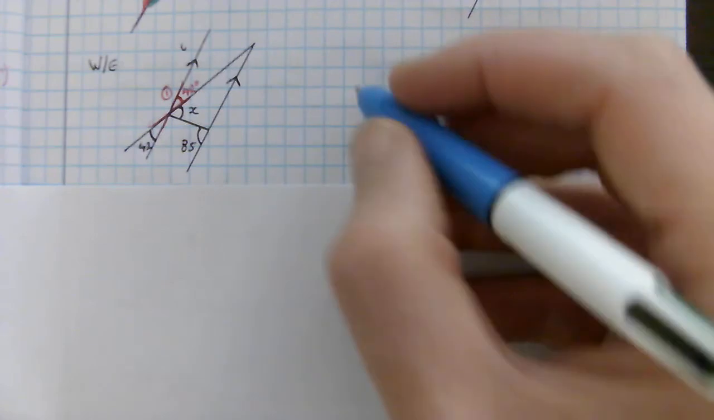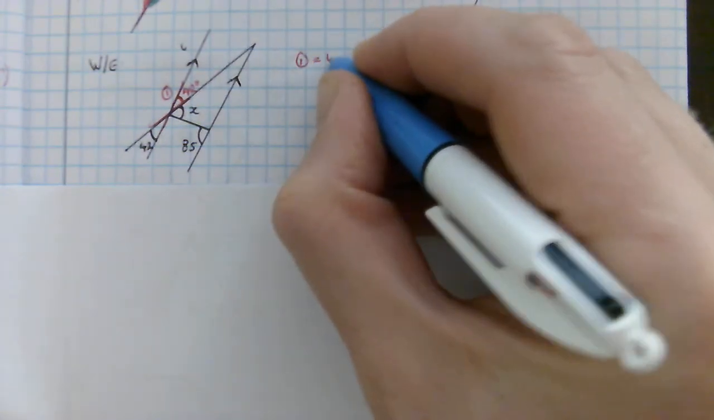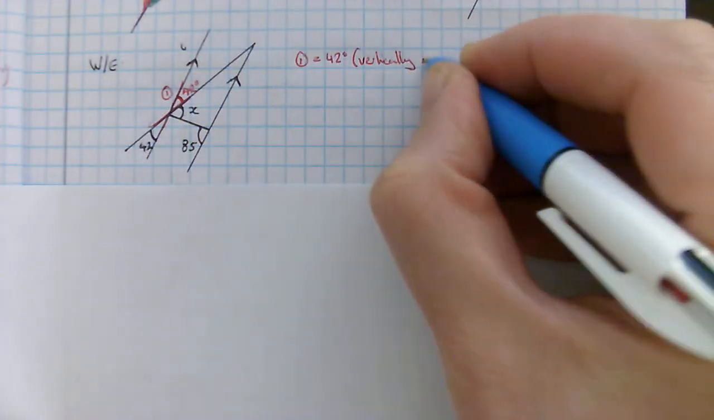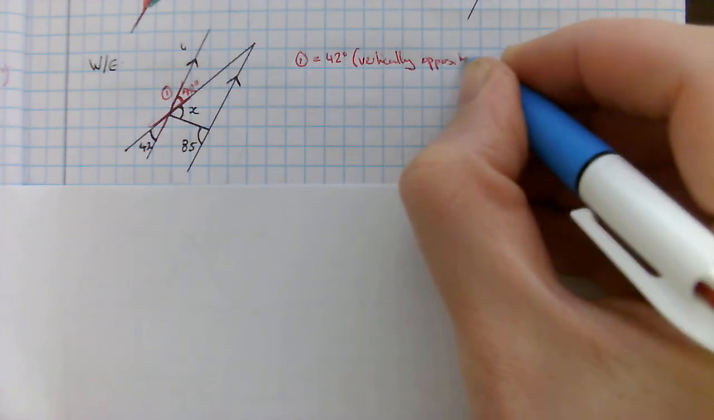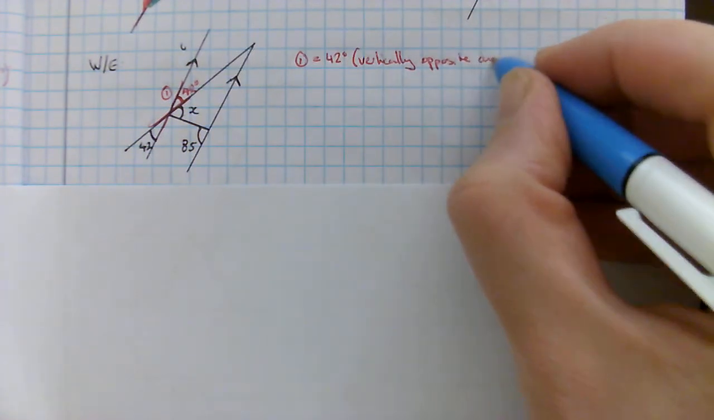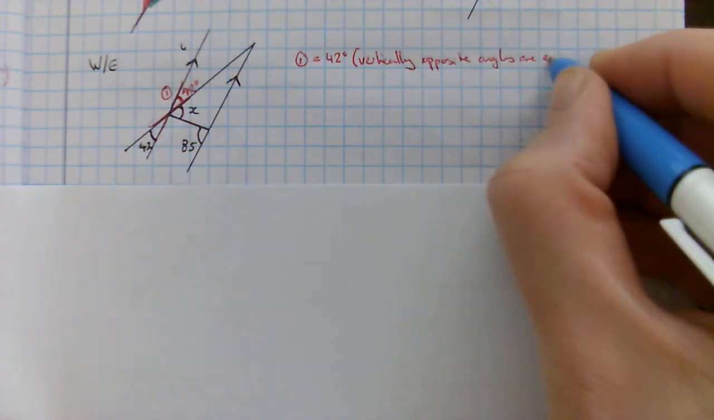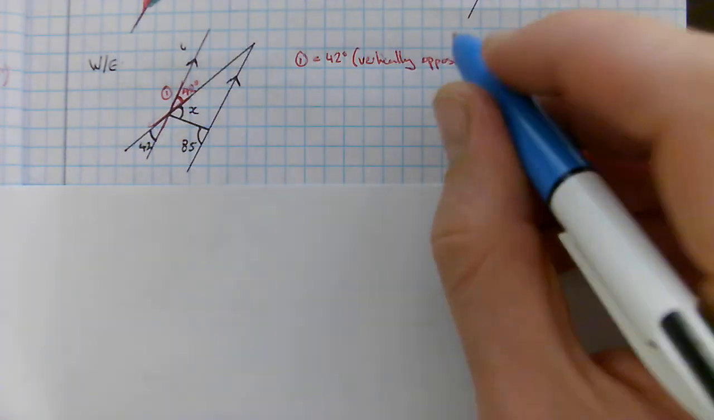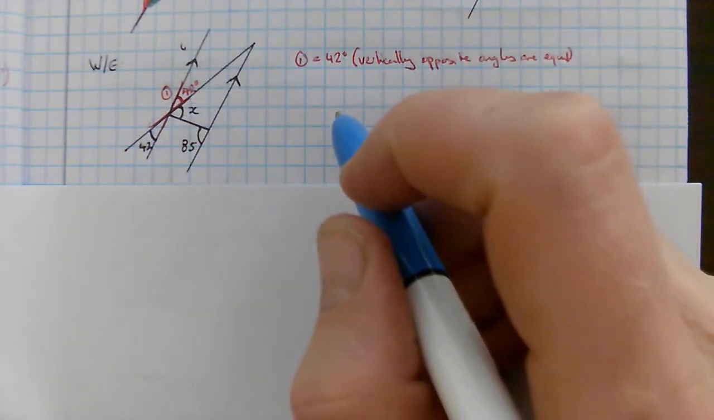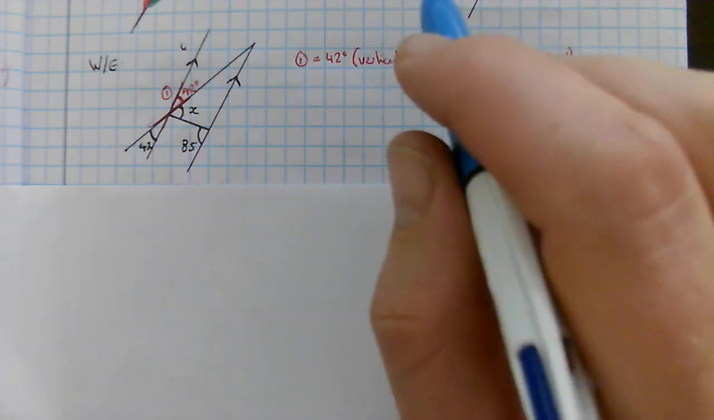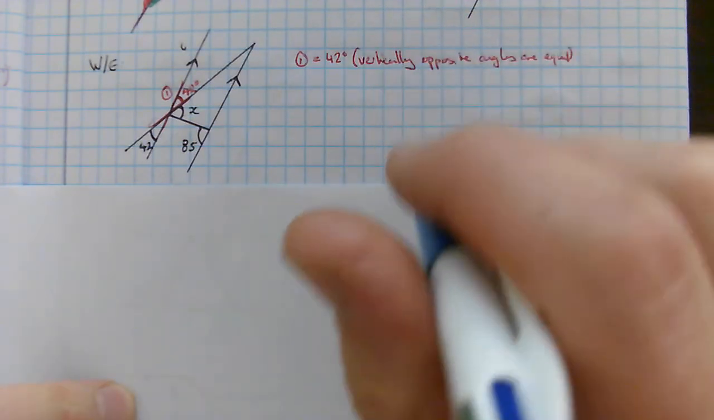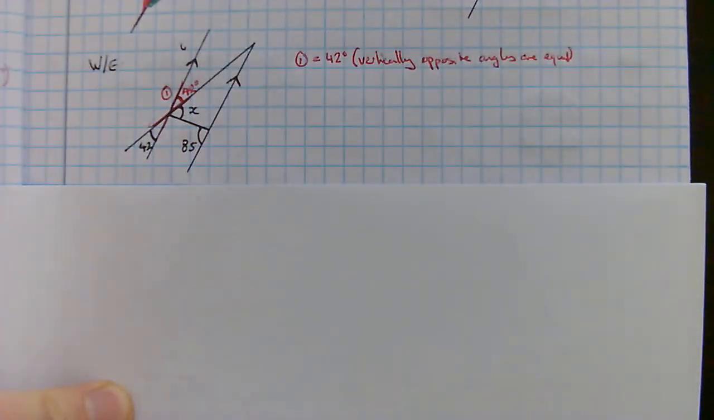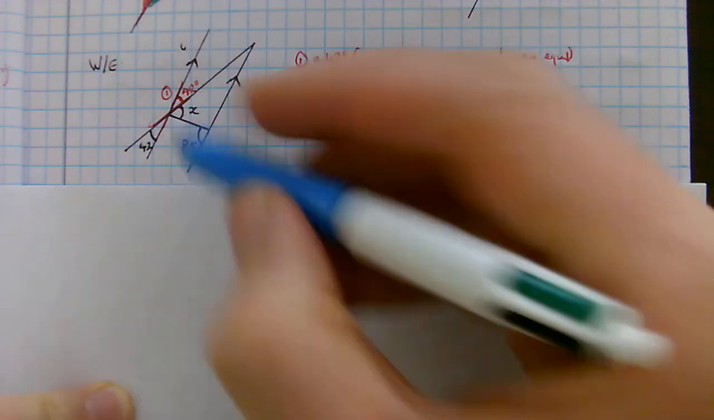So 1 equals 42 degrees, reason being vertically opposite angles are equal. Okay, well, is there anything more that I could do with my 42? Well, hopefully there'll be some eagle-eyed people amongst you who will have seen that you've got a Z shape. I've got a parallel line here and a parallel line here, so I'm looking for some rules which involve parallel lines. I'm just going to mark out what that Z shape looks like.